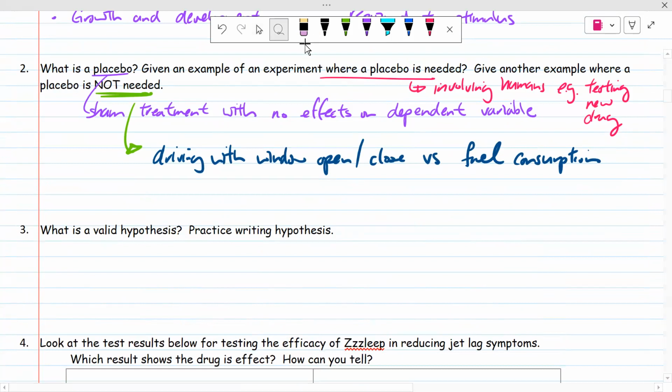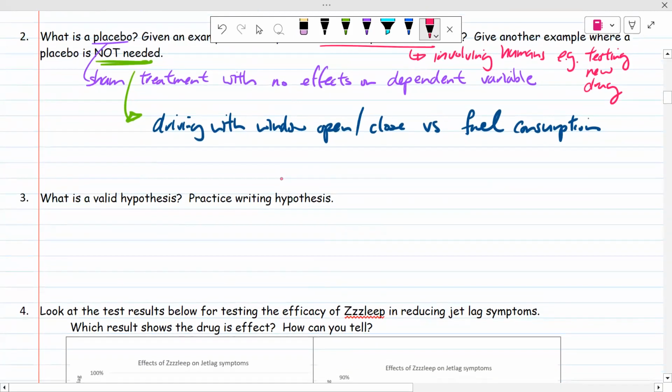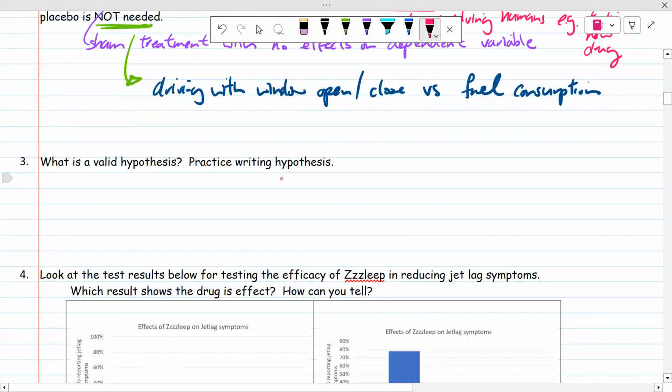Okay, what is a valid hypothesis? That's like a question from the first quiz. You should also go through your quizzes. Don't do this psychological thing with me. Don't be like, oh, he put this question on the quiz, he won't do it again. I will. So go through your multiple choice, go through those short answer questions. A valid hypothesis is testable.